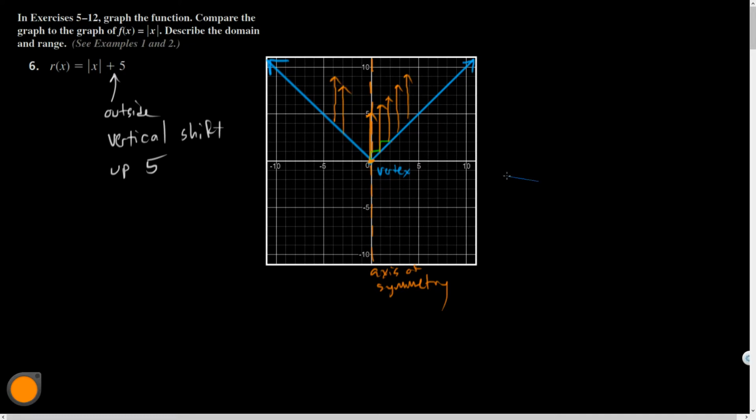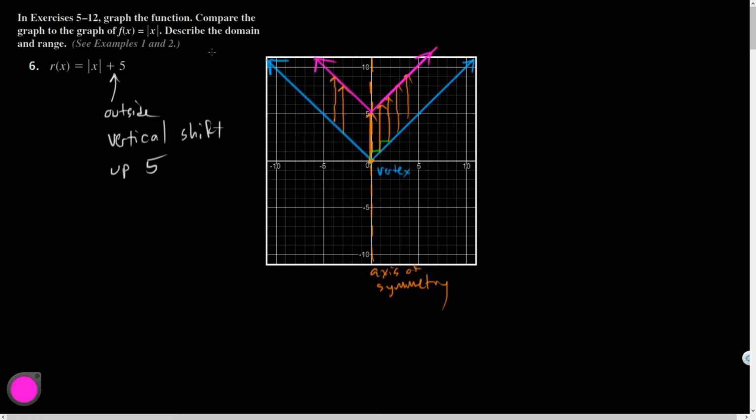So let's graph my new function. The vertex is up 5. All the points are up 5. And so it's still exactly the same shape. It's just been shifted up 5.